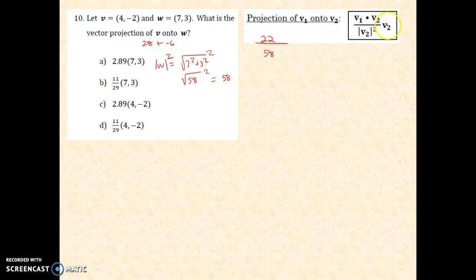And then that's our scalar, and we're going to multiply that by vector 2, which is W here, so times 7, 3. And then, does this simplify? I sure hope it does, because this looks like a pretty sweet answer. If I divide by 2, I get 11. If I divide by 2 here, I get 29. So that, my friends, is the vector projection of V onto W.